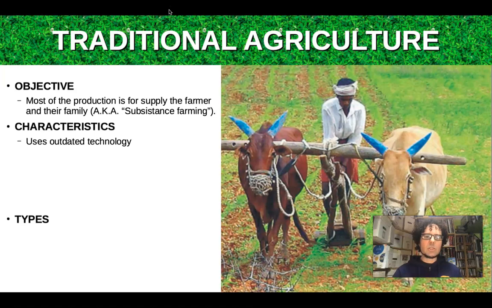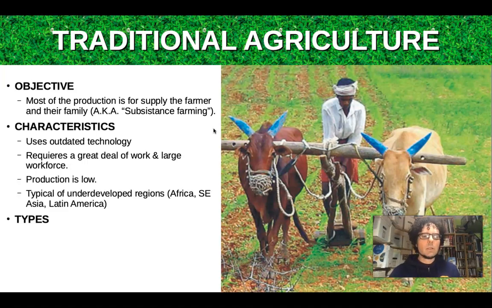About the characteristics, it uses outdated technology, look at the picture, usa tecnología que está ya sobrepasada por los tiempos, es una tecnología muy antigua. Requires a great deal of work and large workforce. The production is low and is typical of underdeveloped regions, like some parts of Africa, Southeast Asia, Latin America, etc. Creo que se entiende todo, que requiere una gran cantidad de trabajo y mucha mano de obra. La producción es poca y es típica de áreas poco desarrolladas de África, del sudeste de Asia y de Latinoamérica.